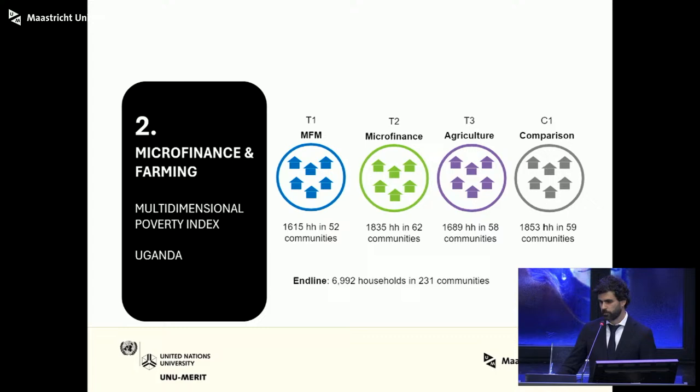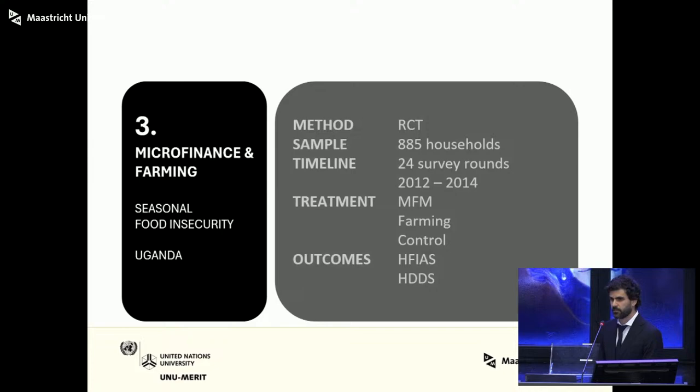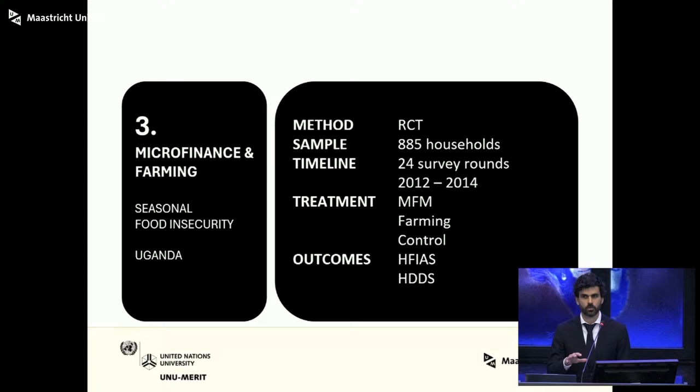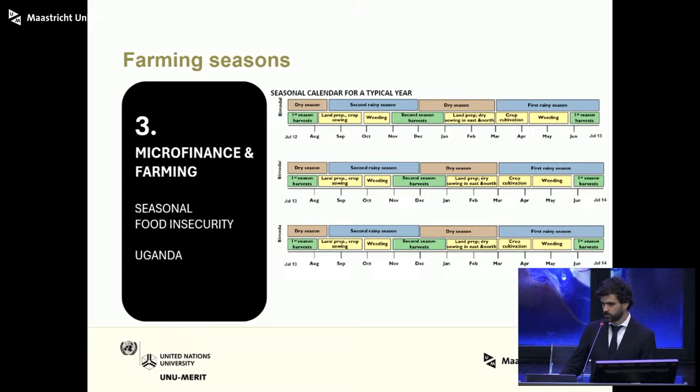The third impact evaluation is a subsample of the second one, but we followed these households on a monthly basis for 2 years. The main idea was to look at the seasonal variations across the different months in the farming cycle, with a focus specifically on food security, understood also as a dimension of poverty.